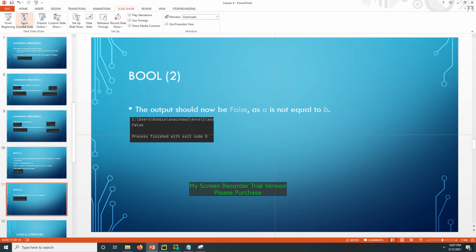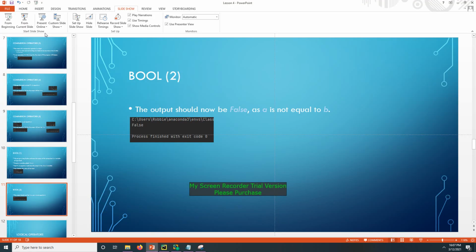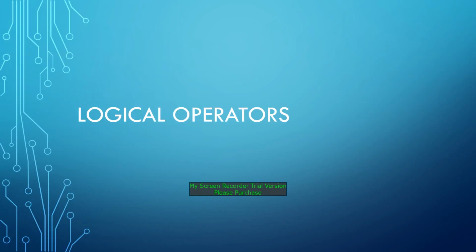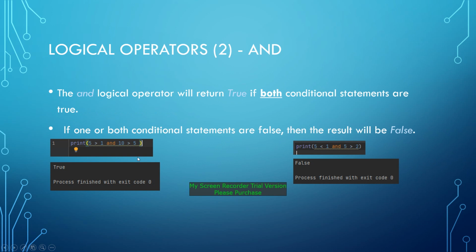Right. So let's go a step further. Let's make it a bit more complex. Let us look at logical operators to add even more comparisons into the mix. Logical operators combine our conditional statements. A conditional statement gives us a true or a false. It gives a bool result. So the logical operators, as the name suggests, are and, or, not.